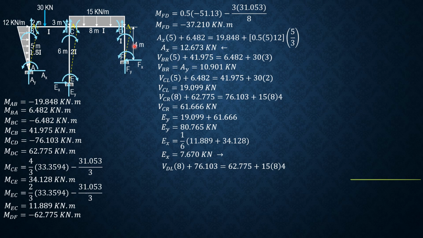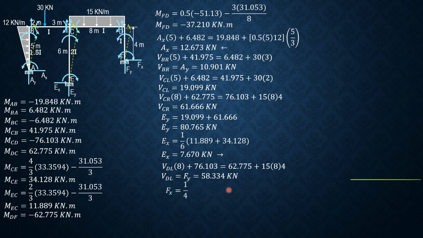MFD plus MDF. So by the way, shear at D just to the left, considering CD times 8 plus MCD, which is 76.103, equals MDC, which is 62.775, plus moment of the load 15 times 8 times 4. So shear at D just to the left is equal to Fy equals 58.33 kilonewtons.